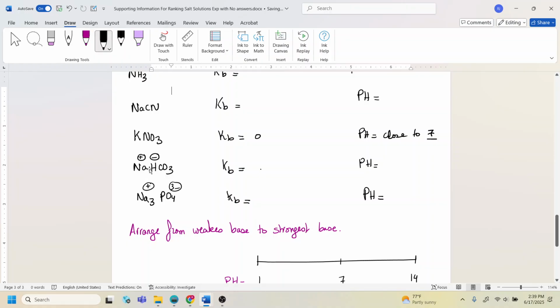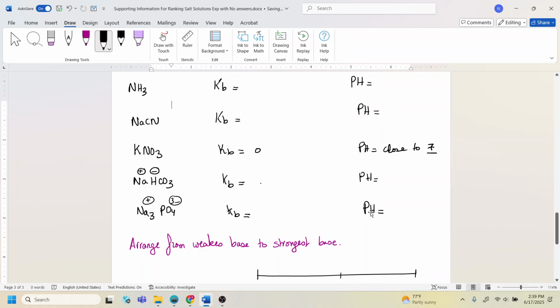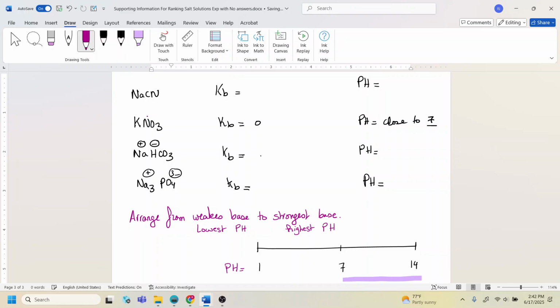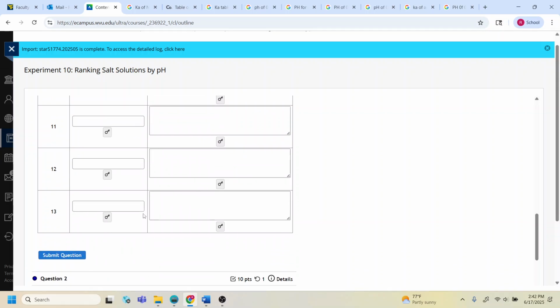We're going to do the same thing for sodium hydrogen carbonate. So this is a hydrogen carbonate, and this is sodium phosphate. So you're going to get their Kb, you're going to get the pH. And then after you do this, we're going to arrange the pHs from the weakest base to the strongest base. Okay, and we are going to put all our data in here. So once we reach the highest pH, you're going to see that the highest pH is the sodium hydroxide. The NaOH is going to be the strongest base.